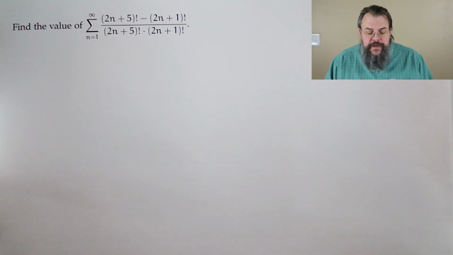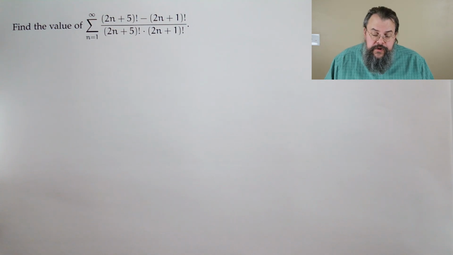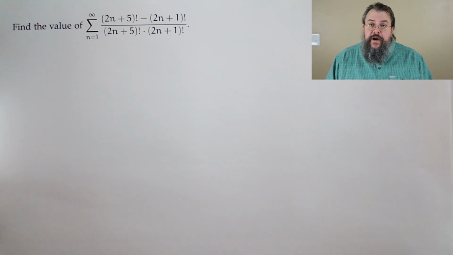Find the value of the sum from n equals 1 to infinity of ((2n plus 5) factorial minus (2n plus 1) factorial), divided by ((2n plus 5) factorial times (2n plus 1) factorial). Wow, lots of factorials here. Okay, so what do we do?